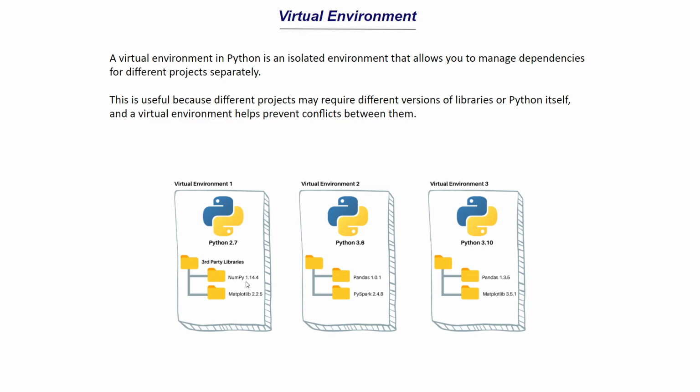So for individual projects, we create individual virtual environments. Let's take the NumPy library, which is basically for working with matrices, arrays, and so on. We can have a separate library version for each virtual environment. Let's say we have virtual environment 1, 2, and 3. Here we can have different Python versions and different library versions, and this is not going to conflict with the other virtual environments. They are all separate environments, so there's no conflict. So it's an isolated environment that allows you to manage dependencies for different projects.